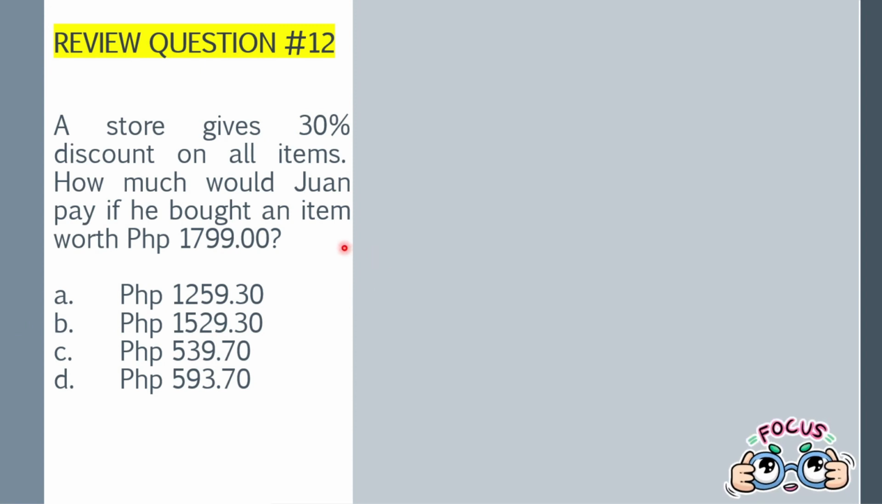Question number 12. A store gives 30% discount on all items. How much would Juan pay if he bought an item worth 1,799? Is it A, 1,259.30, B, 1,529.30, C, 539 pesos and 70 centavos, or D, 593 pesos and 70 centavos? Again, we identify what is missing. The 30% is our percentage, or rather rate. And 1,799 is our base.